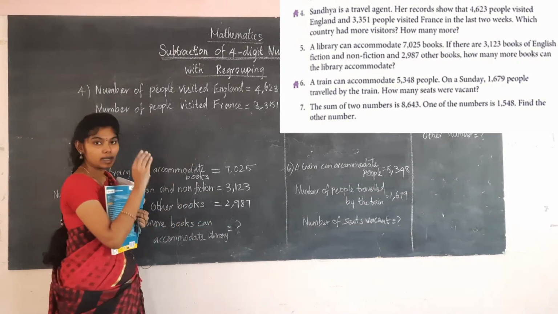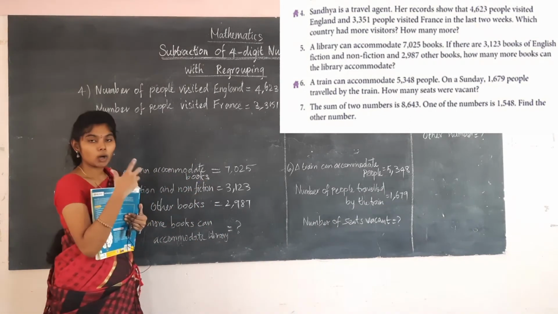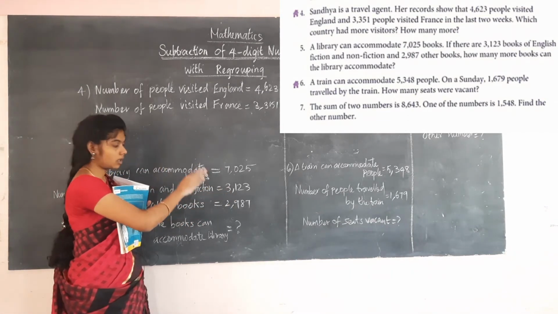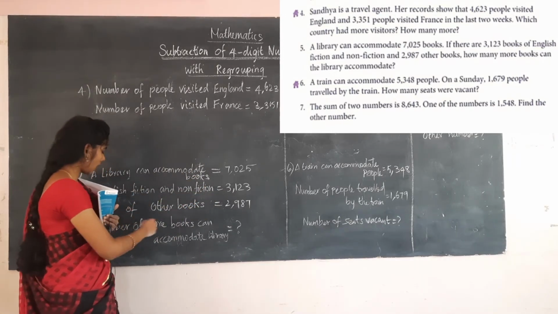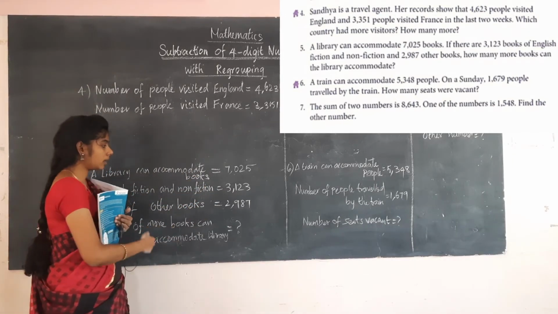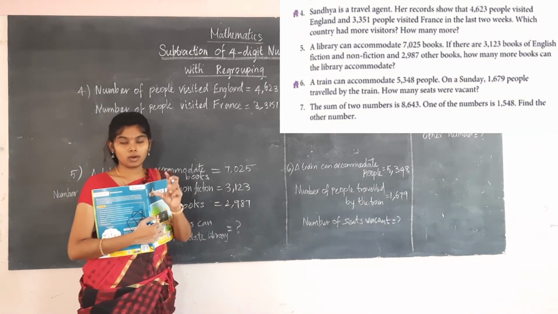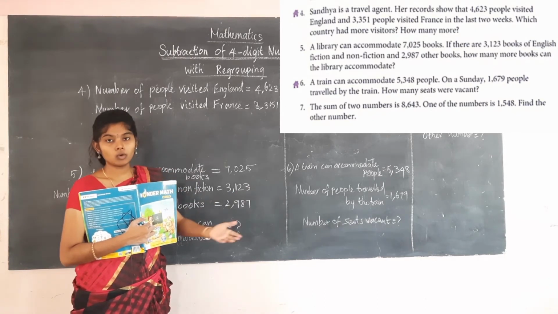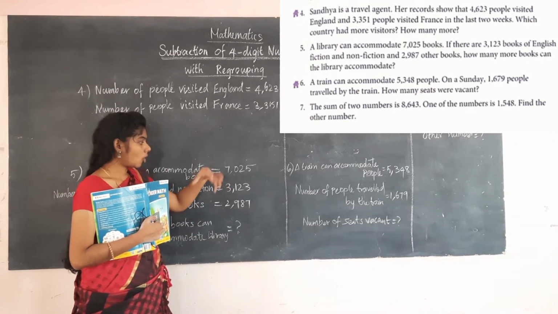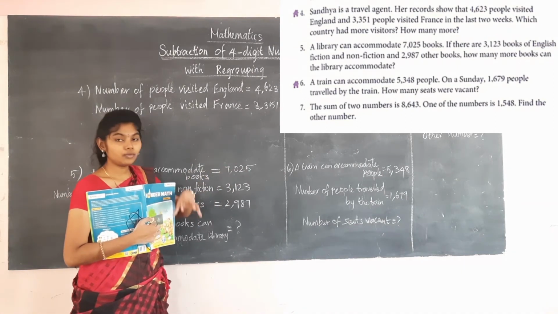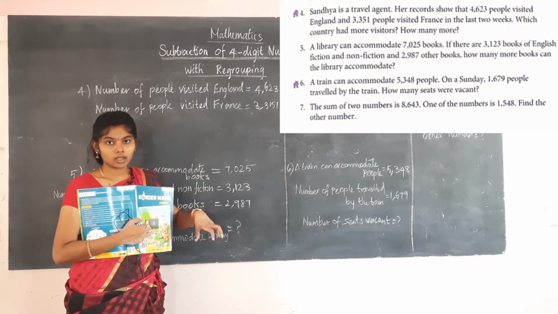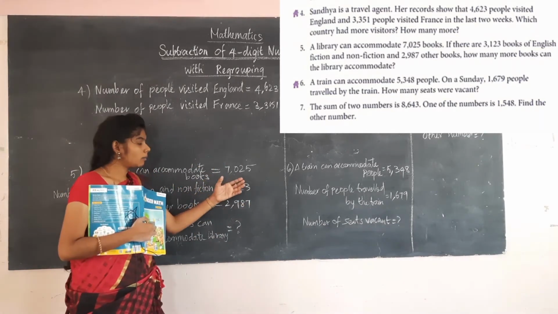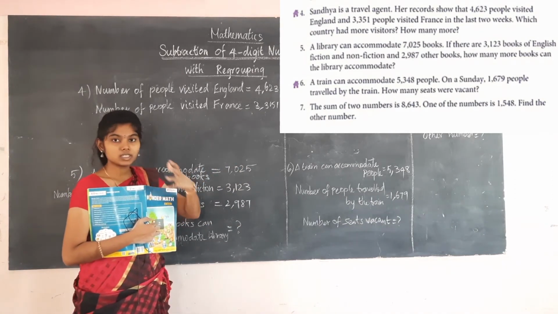These two sets of books are in the library, and the total books that can be accommodated is 7,025. The question asks the number of more books the library can accommodate. After adding these two numbers, we will get the number of books already in the library. Then we have to find how many more are needed to complete the total of 7,025 books. So we add these two numbers, and then subtract that sum from 7,025 to get how many more can be accommodated.